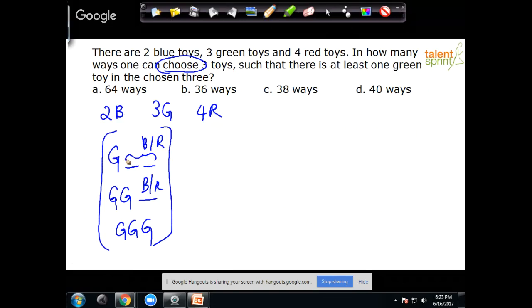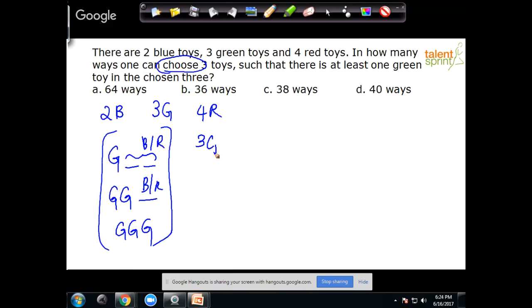Now let us see in how many ways can you select toys in such a way that only one is green and the remaining are blue or red. How many green toys are there? 3 green toys are there. Out of these 3, you have to choose 1 green. In how many ways can you do that?